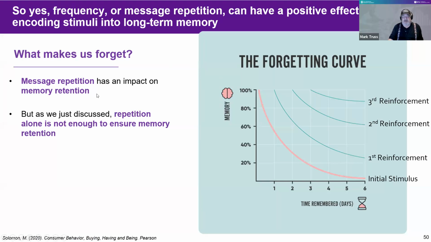Message repetition has an impact on memory retention, but as we discussed, repetition alone is not enough for memory retention. So we see here that the decline of recall, 1 day, 2 day, 3 day, 4 day, 5 day, 1 week after seeing a stimulus is pretty rapid. After the first reinforcement, that line starts to flatten out and we remember more longer. Same thing after the second and third reinforcement. But the key here is that unless the context is relevant, we're not going to store it in long-term memory.